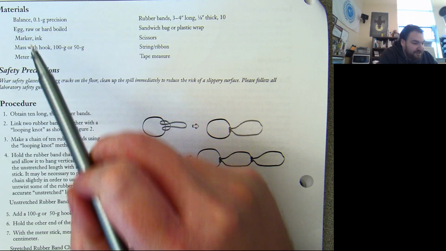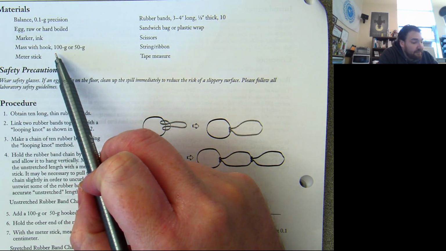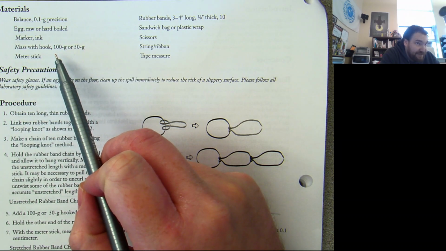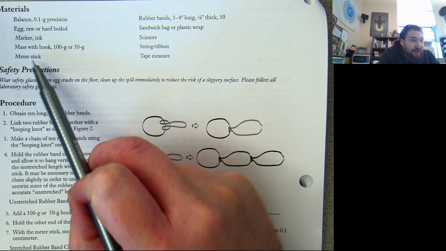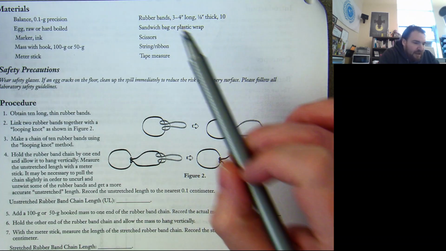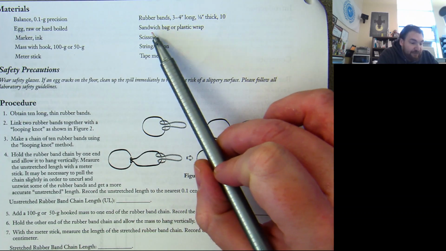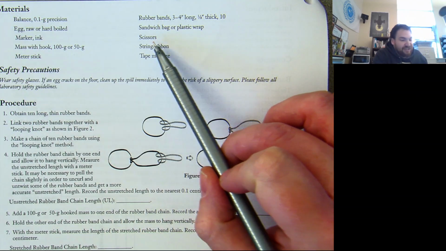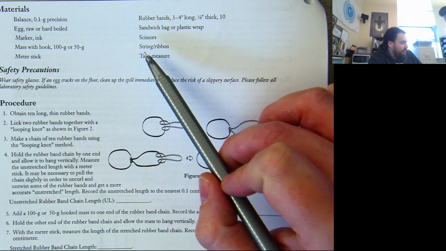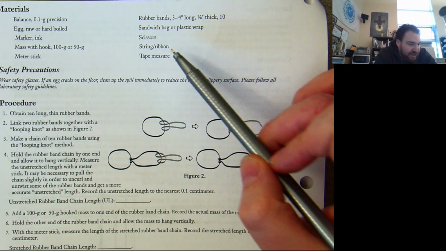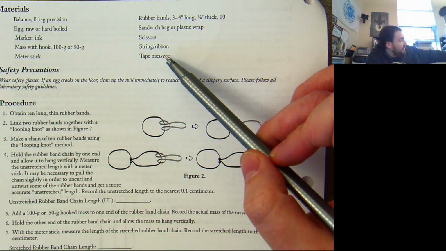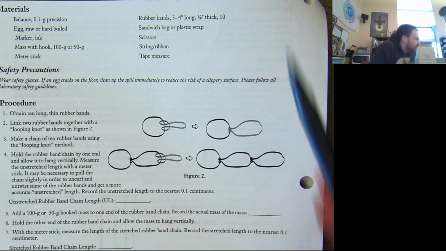You got lots of markers, masses. They're on the table at the back. We still have them from our lab from before. Meter sticks, they're over there behind Granavin. Rubber bands, they're over here on the table next to Diego. Sandwich bags, also next to Diego. Scissors, top drawer right here. I'll just leave the drawer open. You can grab what you need. A string and ribbon is on the table right there. And a tape measure. I have 2 of them.